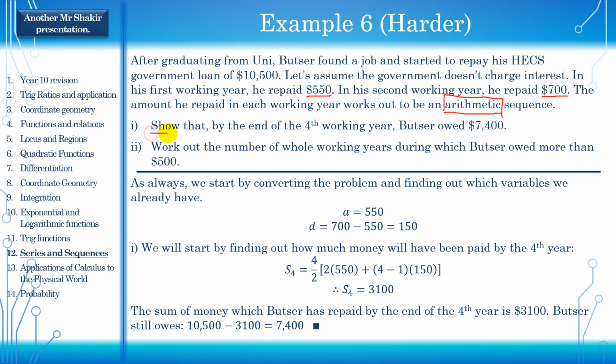Now, anytime the question says show that, or it says explain why, or anything like that, you need to use sentences, you need to explain. Now, that's where this comes in. The sum of money which Butser has repaid by the end of the 4th year is 3,100. Butser still owes 10,500 minus 3,100, which is equal to 7,400. So we have showed. They've given us the answer. So they don't want us to give them the answer. They've given the answer to us already. They want us to show why that is the answer. We have to explain that. And that's why we have explained it using sentences, not just numbers. In a lot of the harder questions, you will actually have to explain.